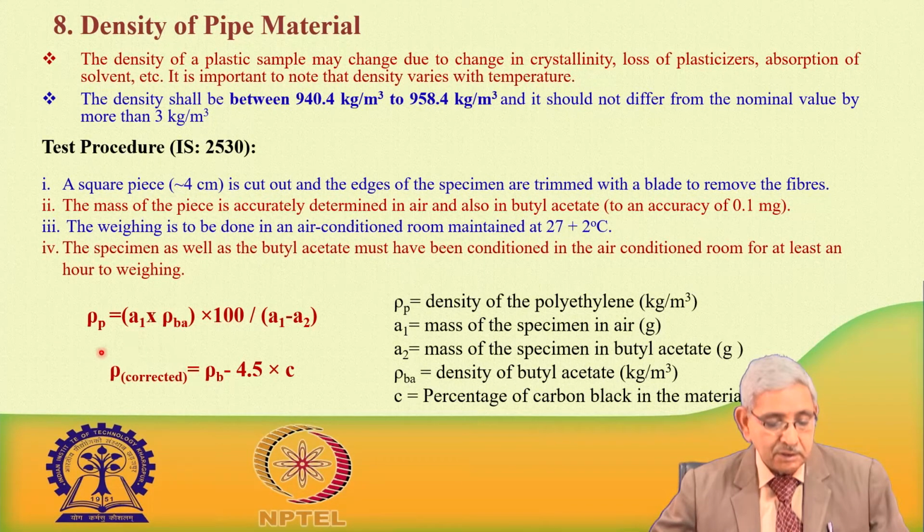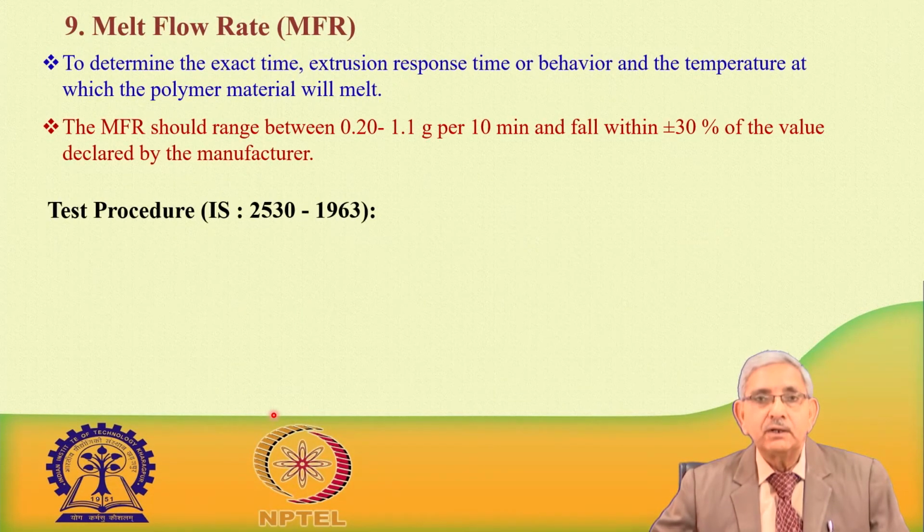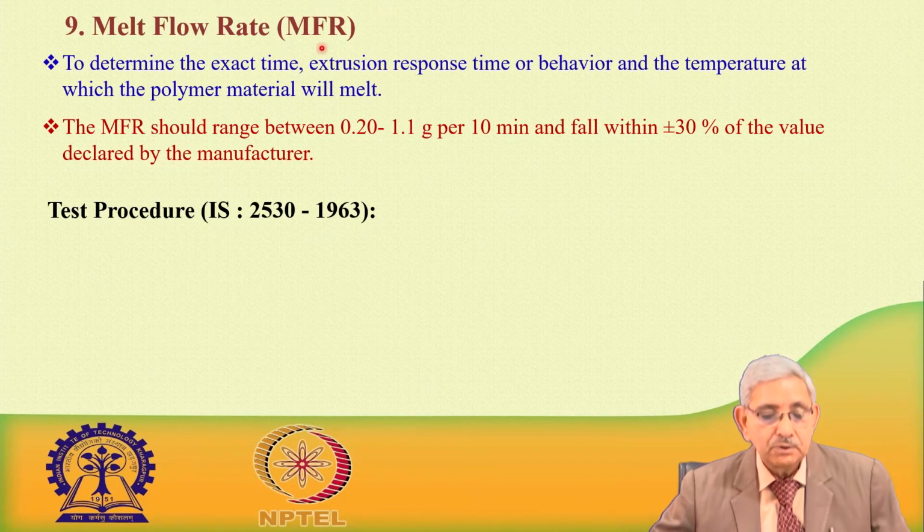The correction is provided as rho b, that is the density of butyl acetate, minus 4.5 multiplied by C, so the value of density can be corrected. C refers to the percentage of carbon black in the material. This way one can find out the density of the pipe material. Another test is melt flow rate.